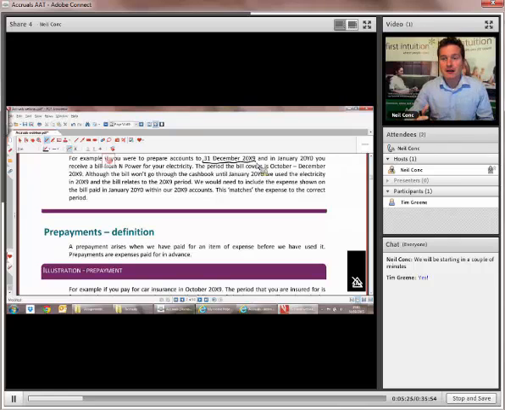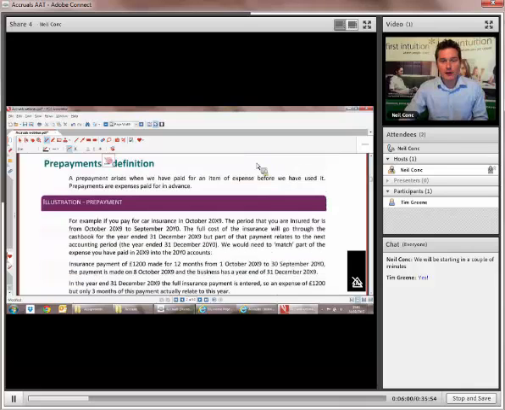So in this example here, we're going to prepare accounts to the 31st of December 2009, and in January 2010 you receive a bill from Empower for electricity, and it covers the period from October to December. Clearly we're not going to put the invoice through until January. It's dated January, and if we were to bring it forward, we'd be claiming the VAT too early, which is illegal. So the invoice has still got to say dated January, but the expense relates to October to December. So we need to bring an accrual in to show that expense, even though we haven't got the invoice as yet.